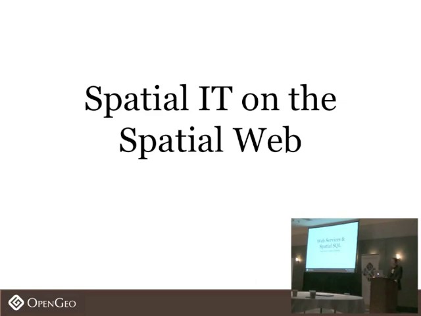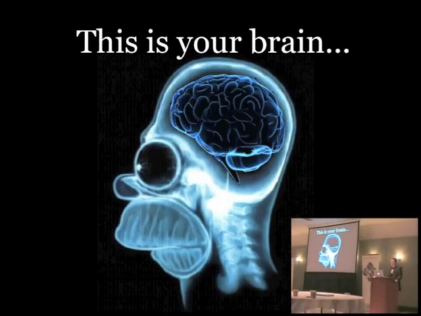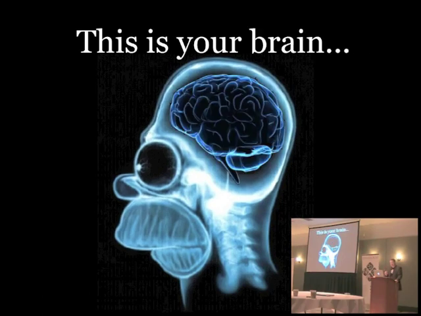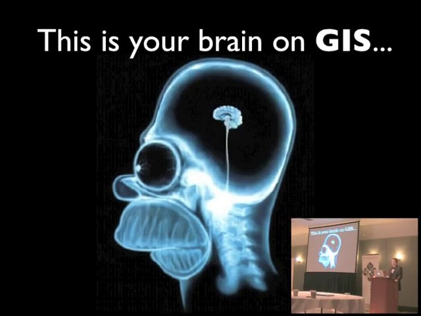I'm here today because I'm worried about you. The stakes are really high. You're young. You've got your whole lives ahead of you. It's important that you grow up, that you have a healthy, happy life. You've got to make the right choices. This is your brain. This is your brain on GIS. Let me repeat myself just to make myself clear. This is your brain. This is your brain on GIS.